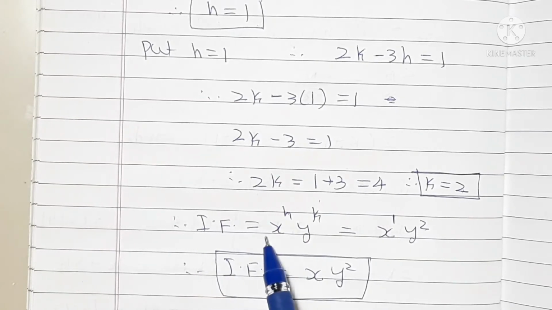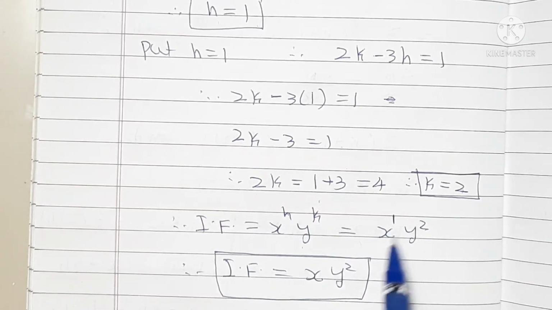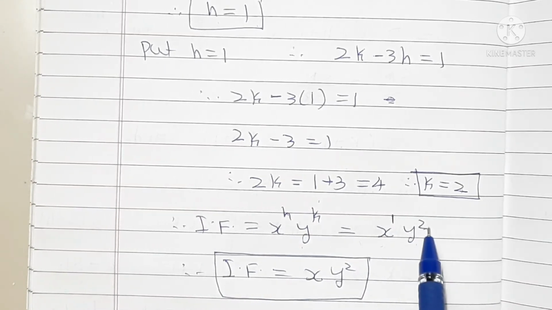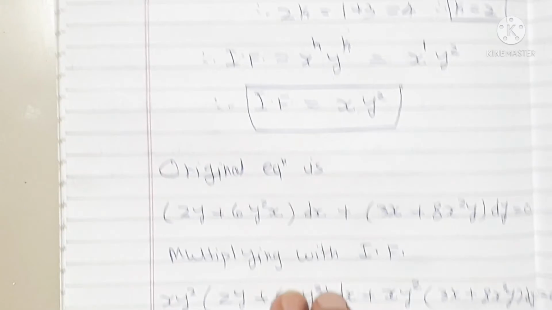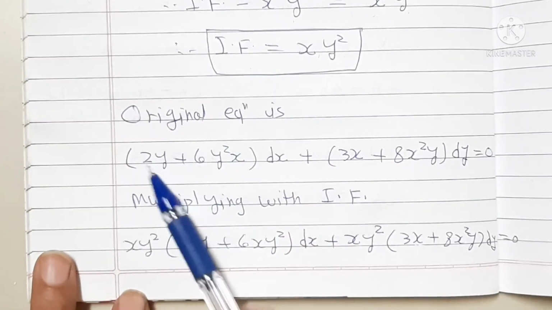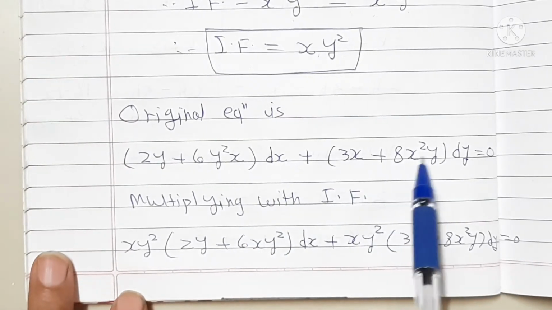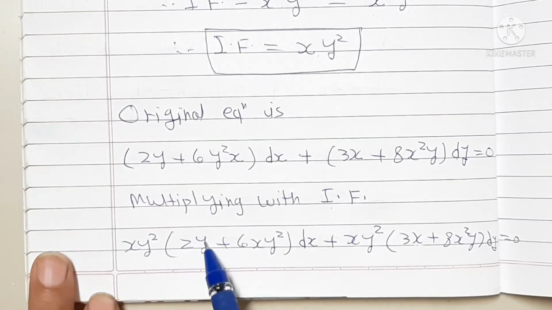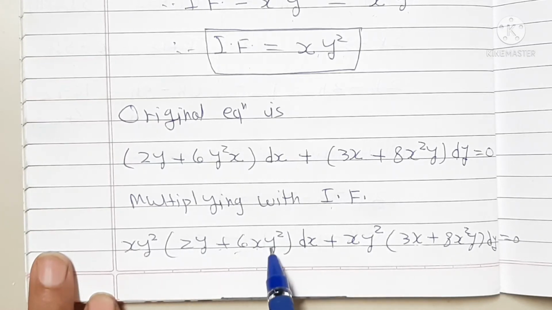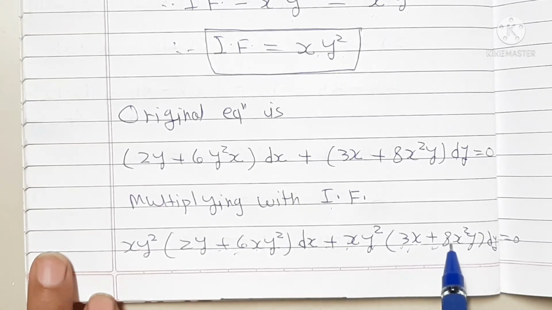Then the integrating factor formula is x raised to h into y raised to k. What are the values of h and k? 1 and 2. Then simply substitute x raised to 1 and y raised to 2. Therefore, the integrating factor is equal to x into y square. Now, the original given equation is 2y plus 6y square x dx plus 3x plus 8x square y dy. Then multiplying with the integrating factor, we will get x into y square into bracket 2y plus 6xy square dx plus x into y square into bracket 3x plus 8x square y dy, which is equal to 0.